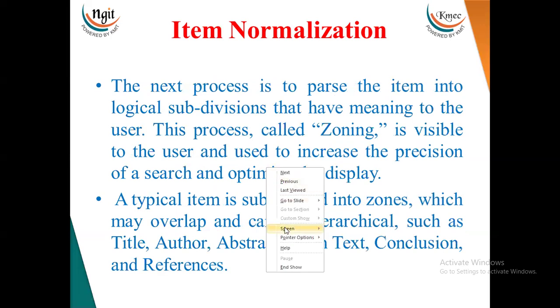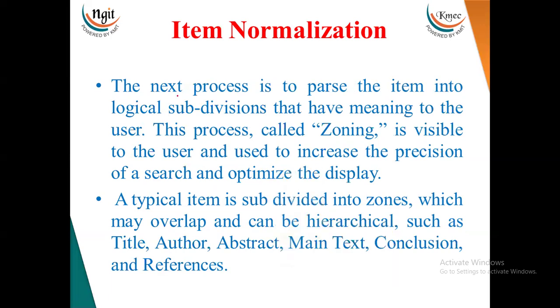So the next definition is about zoning. What is meant by zoning? The next process is that first we have to parse the item into some subdivisions. First, we created tokens for items, so you divided the complete data into items. Then we have to parse each item. So you will group some set of items into one category and some set of items into another category. This process is called zoning.